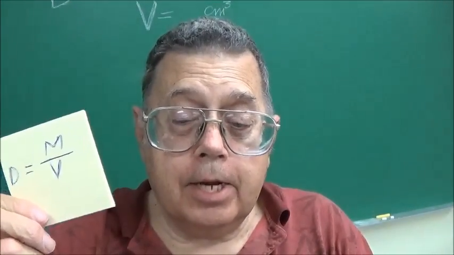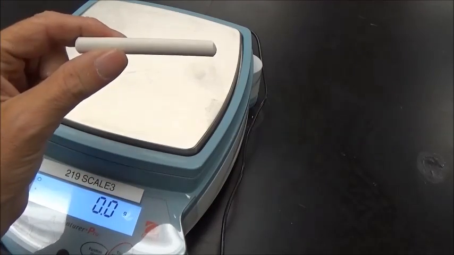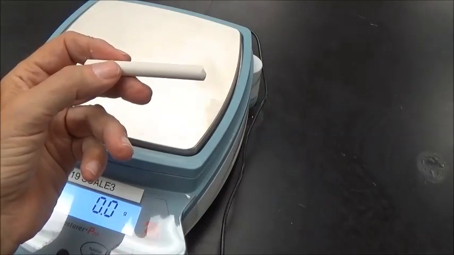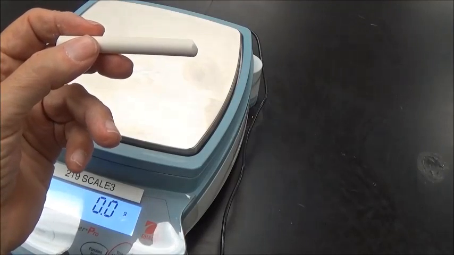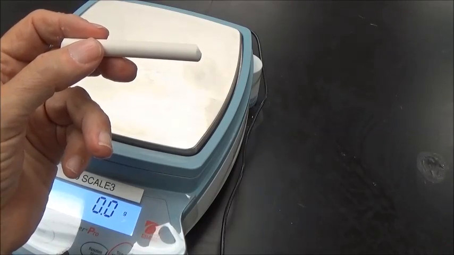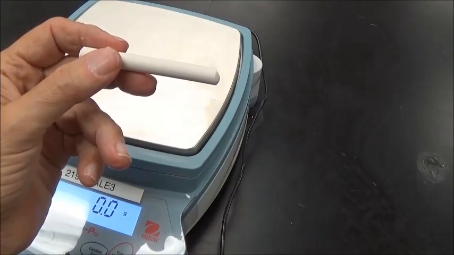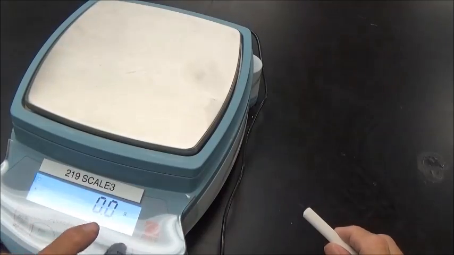So how do we measure that? Well, we're going to show you. Okay, the first thing we have to do is measure the mass. What I'm going to determine the density of is this simple piece of chalk. We know that it has a density greater than water because it sinks in water. Anything that has a lesser density than the material it's in will float. Anything that has a greater density will sink. That's Archimedes' principle.